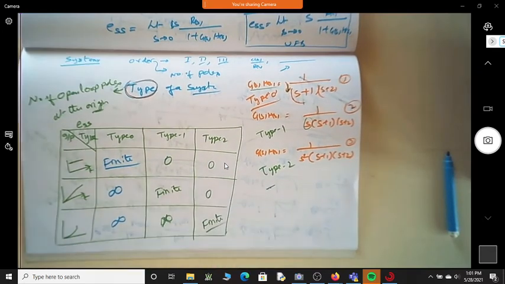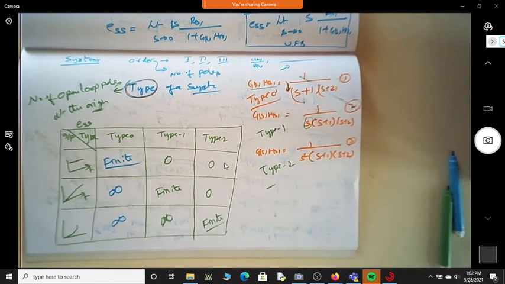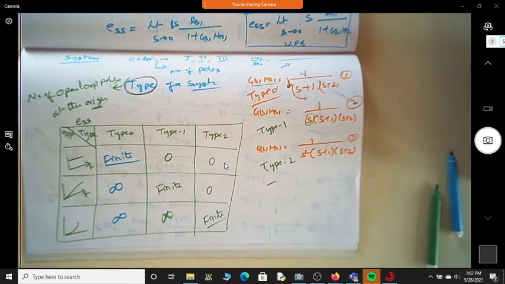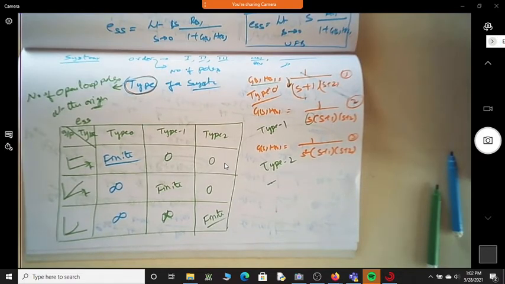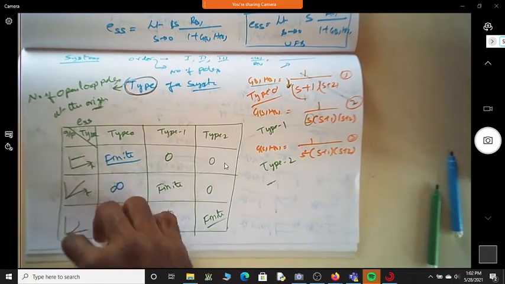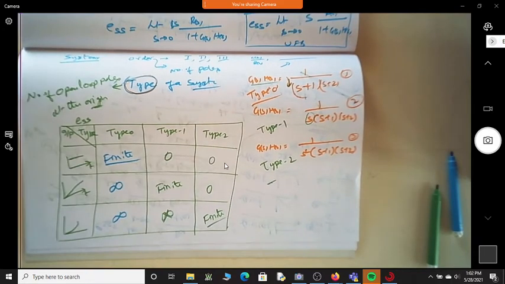So what is the summary of this? Type 2 system is better. Type 2 system will have 0 error for both step input as well as the ramp input, and it will have finite error for a parabolic input. So it is always better to have a higher type number irrespective of the order, so that your steady state error is 0 for any of the standard inputs.